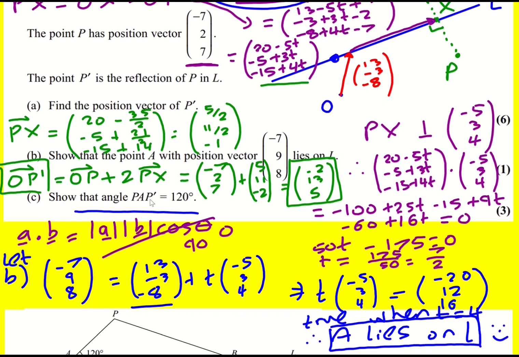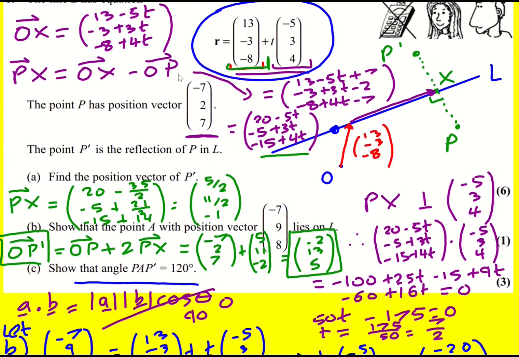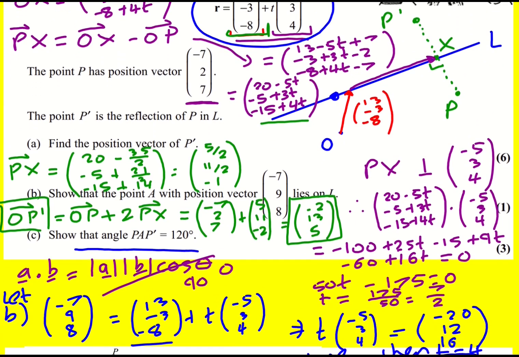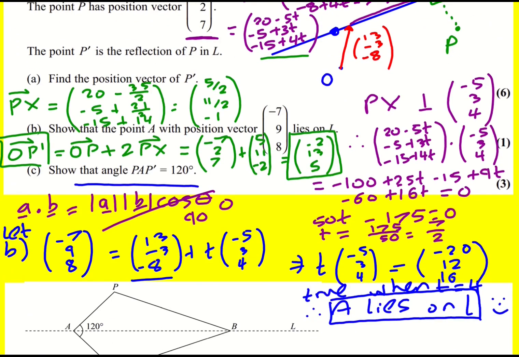On to part C, show that angle PAP dash equals 120 degrees. So we've got a diagram here. I'm going to draw another one. Now, actually, I made a video on this already and then I accidentally didn't save it. So I've got all my working, but I don't have the video. So I'm not going to do all the working again. I'm just going to explain what I did.